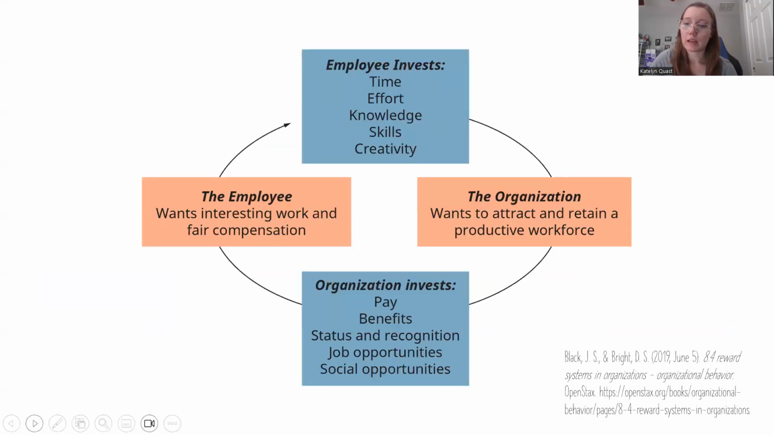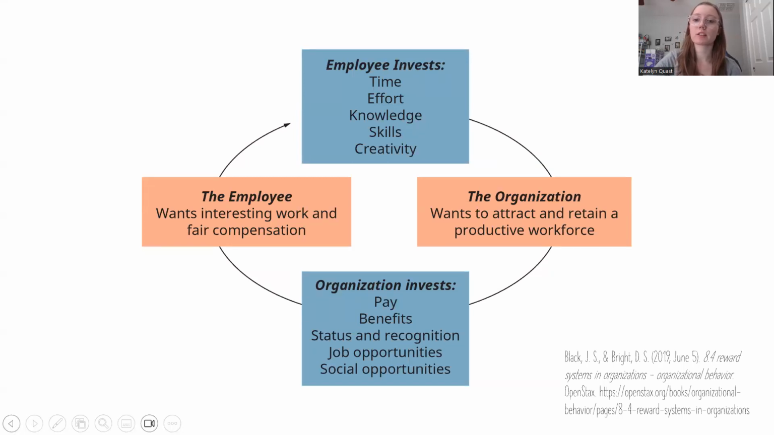I really love this model. I grabbed this from the Reward Systems and Organizations textbook, and it's a model that shows what the employee wants, what the organization wants, and what each of them has to invest. So, starting with what the employee wants, they want an interesting work environment and fair compensation. In order to get that, they have to invest their time, effort, knowledge, skills, and creativity. On the other hand, the organization wants to attract and retain a productive workforce.